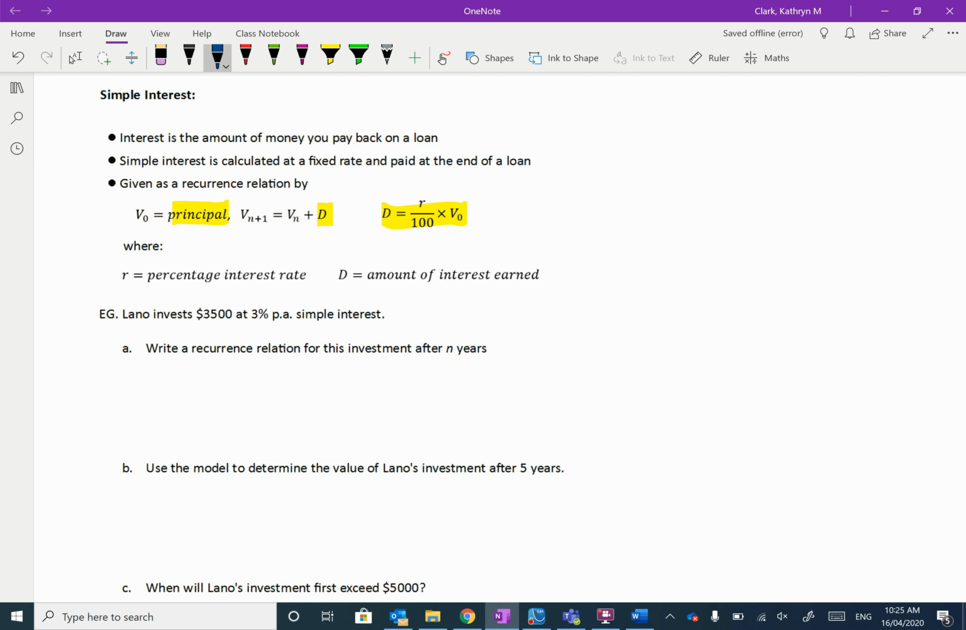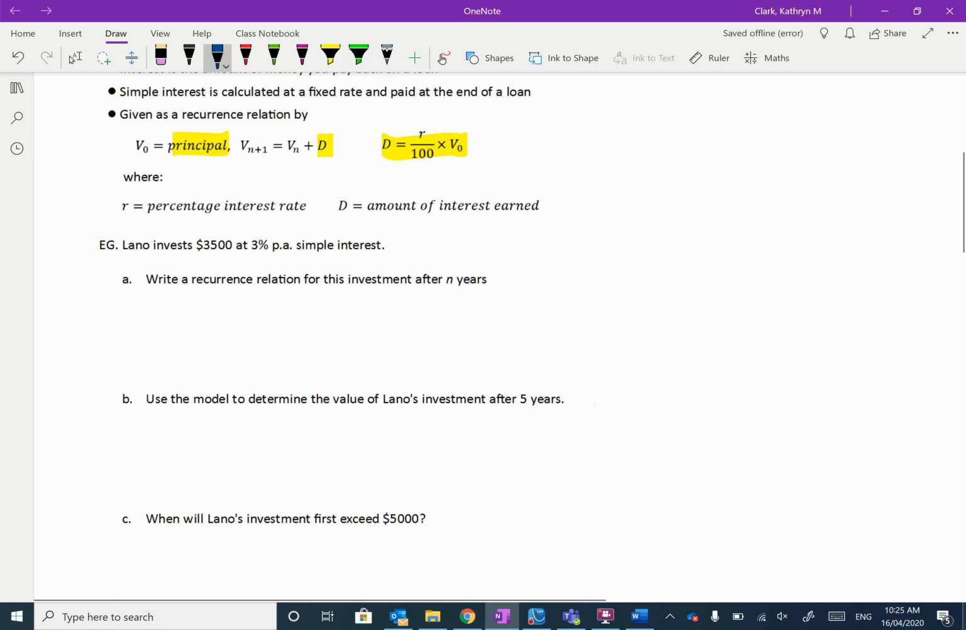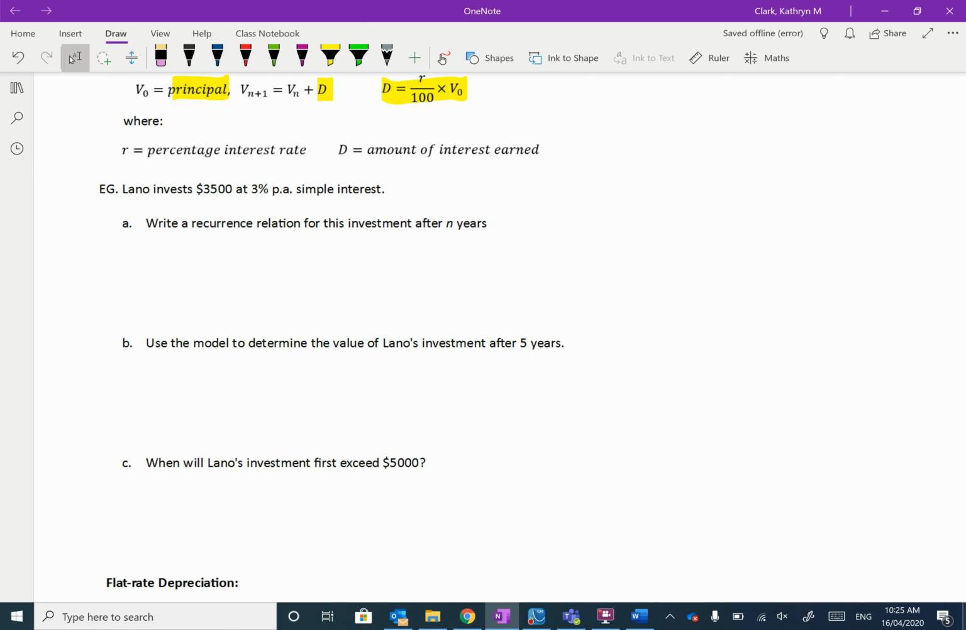So let's have a look at this first example. If we invest, so I put $3,500 into the bank, some of our key terminology here: invest is an important word, because money has direction. It's either going to be positive or negative, and we need to be aware of the direction that the money is flowing in. It's not so important now, but it is going to become more important later.